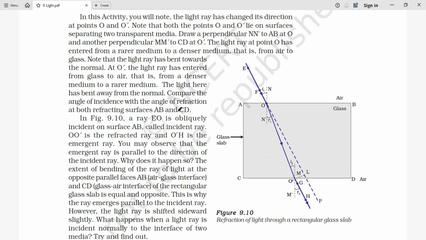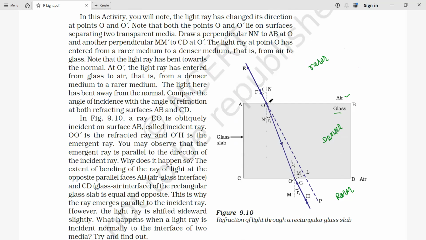So here if you observe, ABCD is going to represent the glass. Outside we have air. Again this side also we have air. So air is the rarer medium, optically rarer medium in comparison to glass, and glass is the optically denser medium in comparison to air, and air is again the rarer medium in comparison to glass. So optically rarer medium, what does it mean? The speed of light will be more. Optically denser, the speed of light will be less.